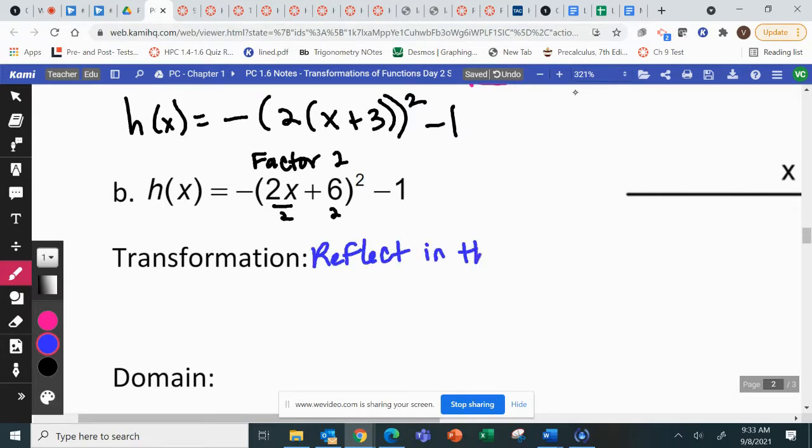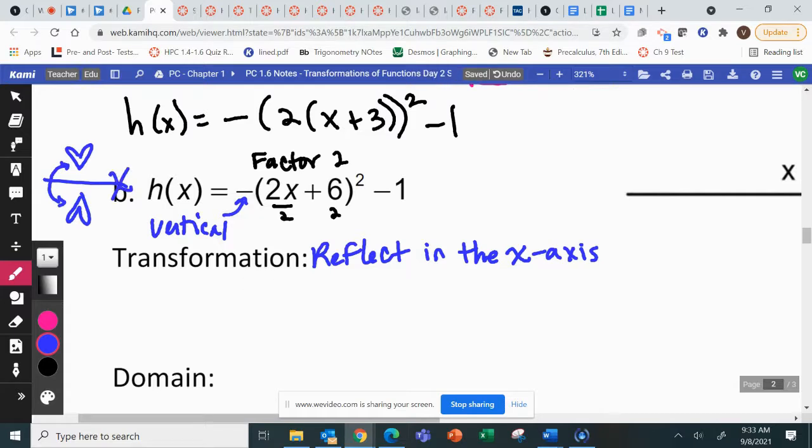Who knows which axis that one is? It's the x-axis. It's one or the other, right? So why is it the x-axis? It's outside, which is vertical. But if we do a vertical reflection, here's my heart, and it's going to reflect vertically. If it's a vertical reflection up and down, it's reflecting over that x-axis. So we have to reflect in the x-axis.